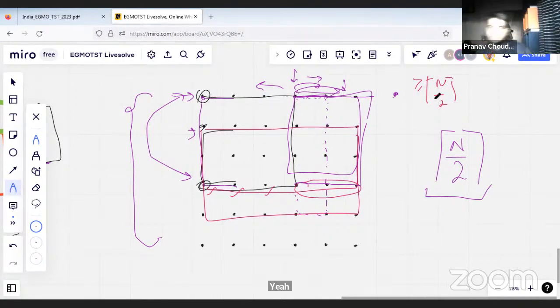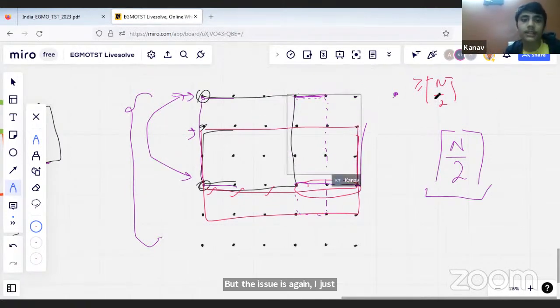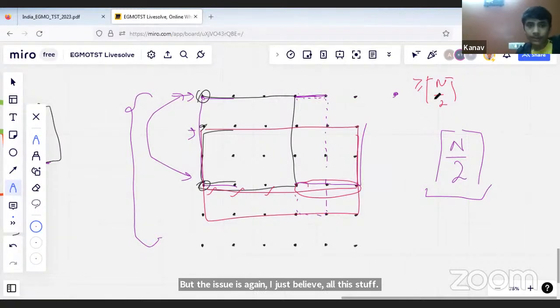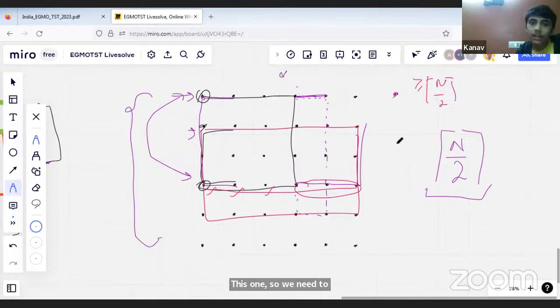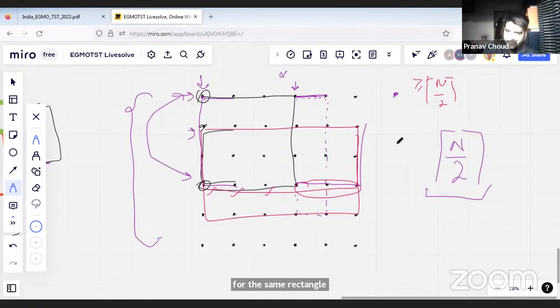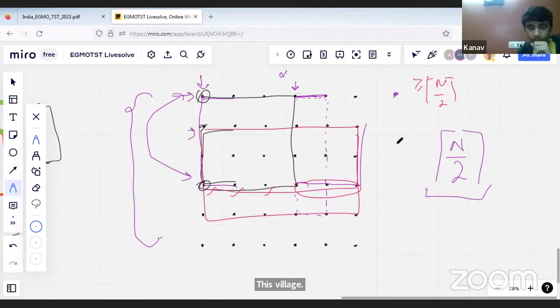But the issue is, again, I'll just delete all this stuff. What if you have this black rectangle? This one. So when you start at this, the columns get paired off with this thing, but they count for the same rectangle. Okay, so this is what I'm trying to avoid. Also, this thing which is covering that purple edge might come into this black square. This purple edge. The purple edge, right?